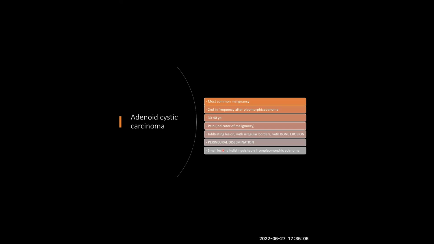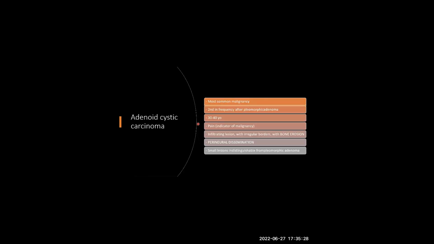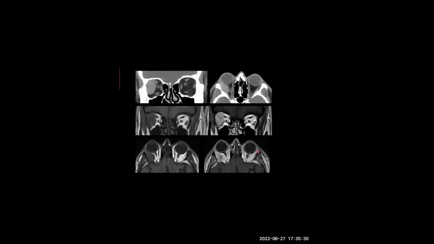Adenoid cystic carcinoma, the malignant form. Don't forget, adenoid cystic carcinoma means perineural spread, an infiltrating lesion. It is not uncommon and involves a lower range of age, from 30 to 40 years old. Here it is, the adenoid cystic tumor.